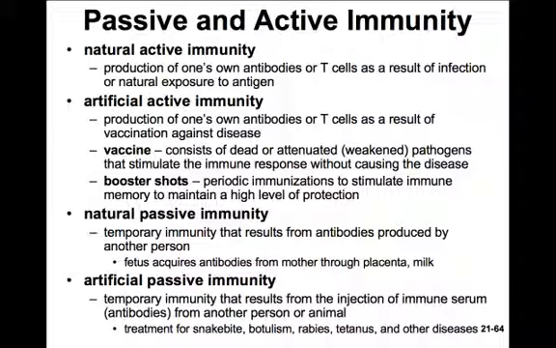In artificial passive immunity, we can see temporary immunity that results from injection of an immune serum, antibodies, that are made by either another person or animal. We see these in the treatment of snake bites, botulism, rabies, tetanus, and other diseases. We have an immune serum that goes in and, for example, picks up all the toxins of the snake bite and labels them for disposal by the body.